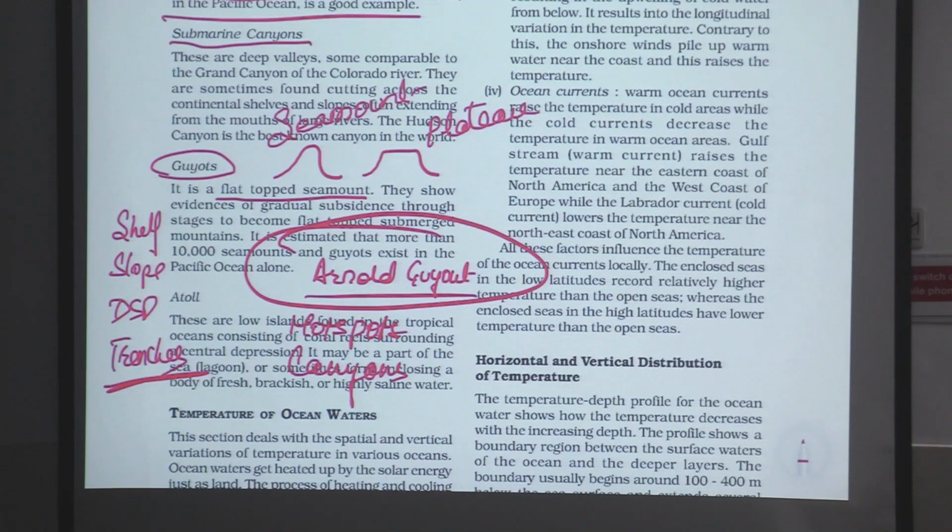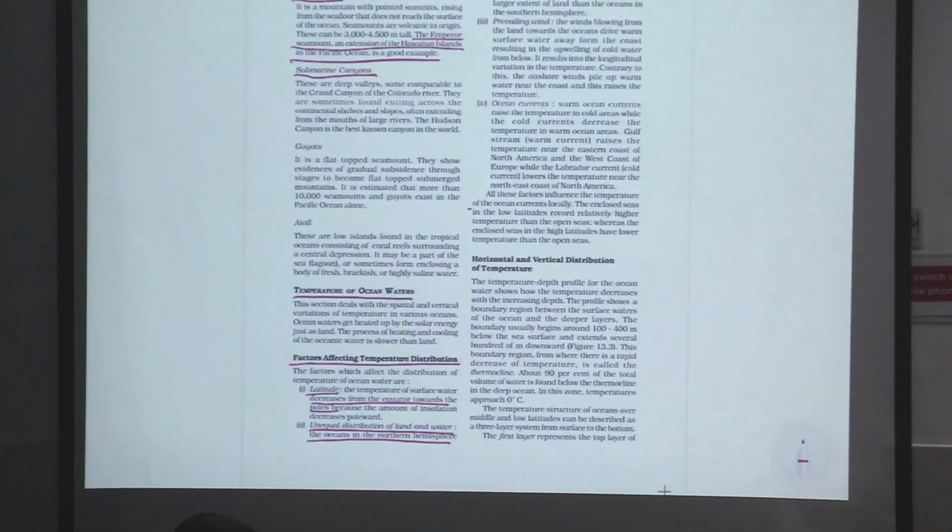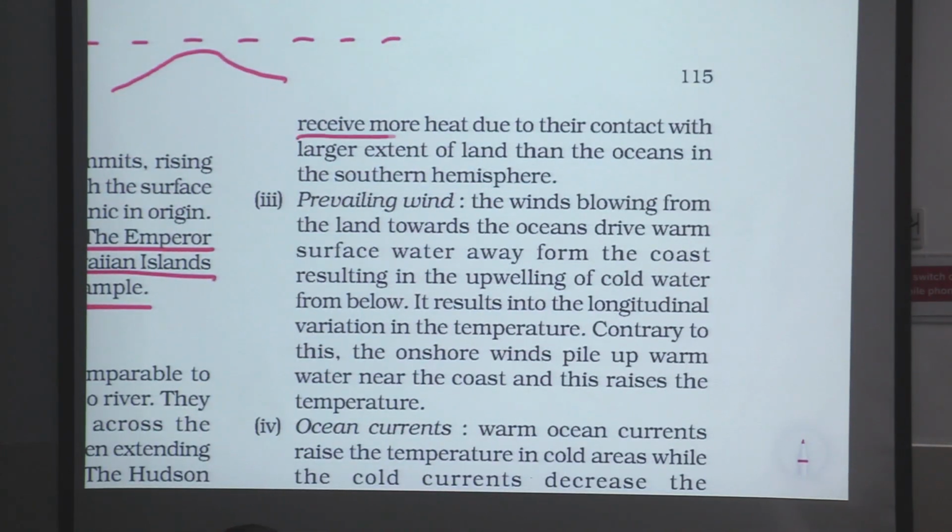Now I am coming to part 3 and the final as per this chapter of NCERT. And what is that? Temperature of ocean water. We have learned temperature. I have dedicated a full video about atmospheric temperature. Just apply that. Factors that affect temperature distribution are latitude, unequal distribution of land and water. When we talk about temperature of surface water, it has to decrease from equator towards pole. The oceans in northern hemisphere receive more heat due to their contact with land, because we know northern hemisphere makes example of what? Land hemisphere.